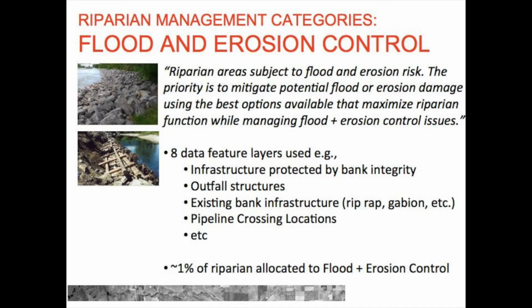Outfall structures, existing bank infrastructure there already, pipeline crossing locations, those are some of the key ones. And we get only about 1% of all the riparian area allocated to this zone, because typically it's a very narrow area right along the bank, so it doesn't add up to a lot of area.